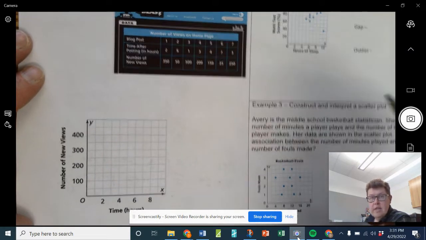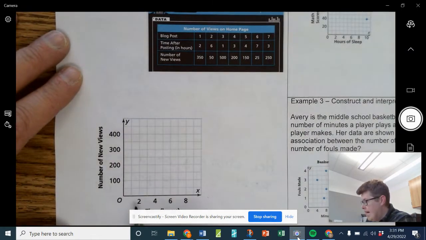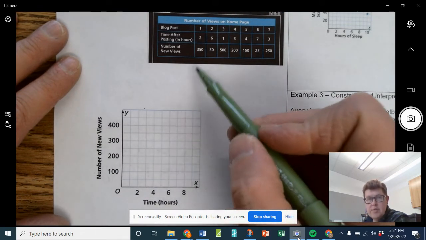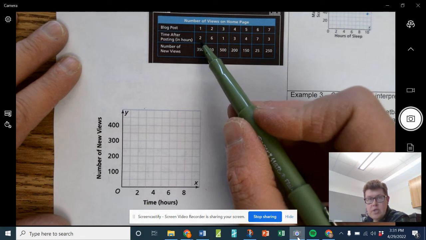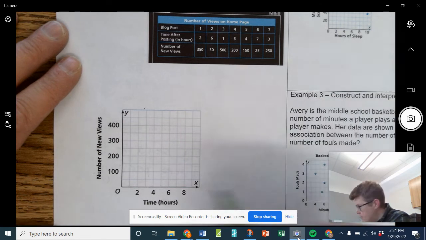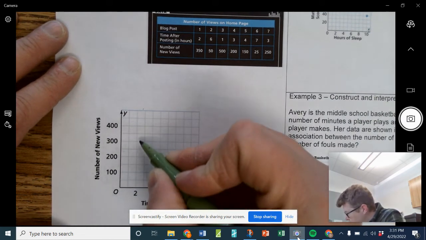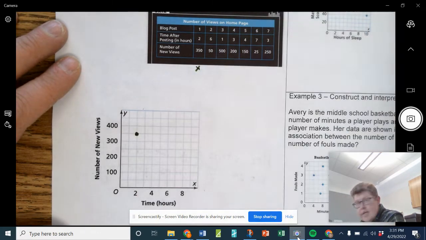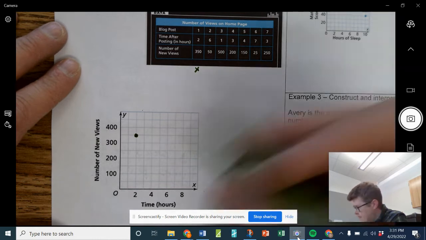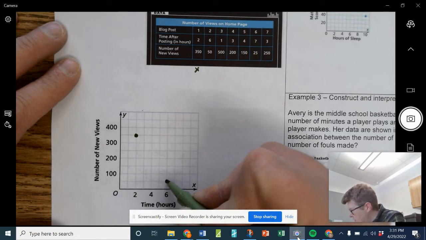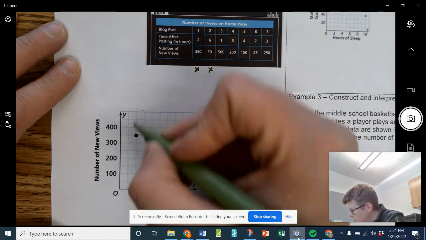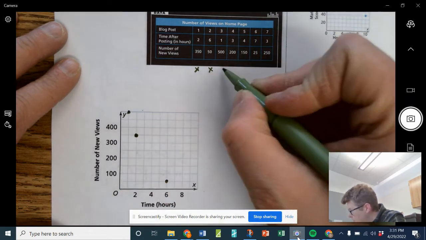So we zoom in a bit right here, and we have our graph. Like I said, we're going to use time as our X value and number of views as our Y value. So the first blog post, our first data point, is 2 hours and 350 new views. So over 2 and up to 350, right there. Okay, so check that down so we know we've done it. 6 and 50, so over 6 up to 50 is right there. 1 is 500, so over here, and then right here.